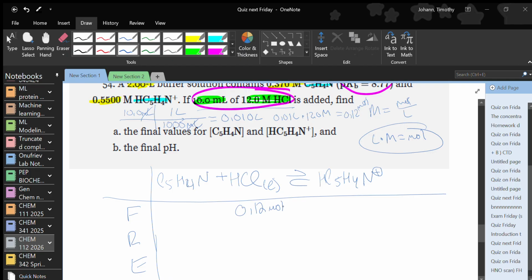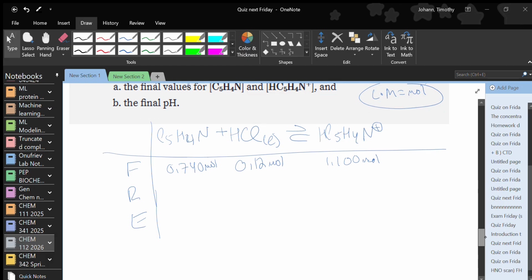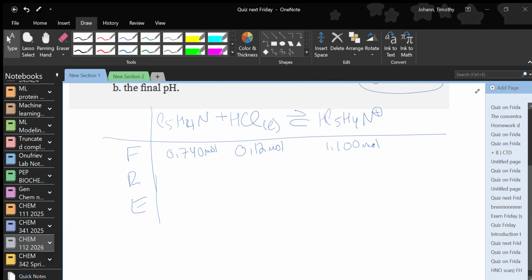0.12 moles. How many moles did you guys get for the base? 0.740 moles, okay, which is 2 liters times that concentration. And then what did you guys get for your acid? 1.100, lots of significant figures here, moles. All right, now we need to figure out how much is going to change. So our acid is going to react as much as it can. Which is smaller, this or this? Left or right? Right, okay. So we're going to end up with this, our acid's going to completely react, okay.